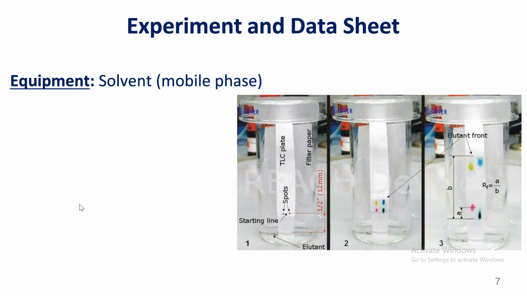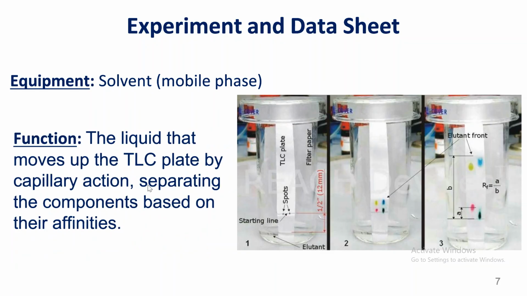The third equipment is the mobile phase itself, which is the solvent. Now, the solvent is the liquid that is going to move up the TLC plate by capillary action, and it will separate the components based on their affinities, either to the solvent or to the silica, which is the stationary phase.